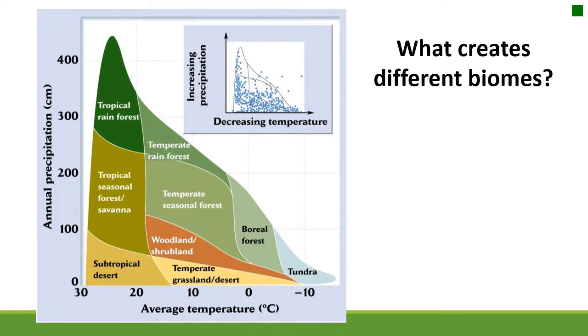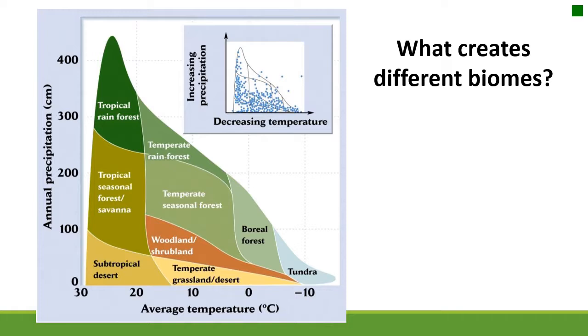What creates these different biomes? Like I said in the previous slide, precipitation and temperature seem to be the primary driving factors when we're looking at the difference between biomes. So we look at the very top, where we're looking at annual precipitation and average temperatures. We see tropical rainforest: moderate to high temperatures and extremely high annual precipitation. That's what defines that biome.